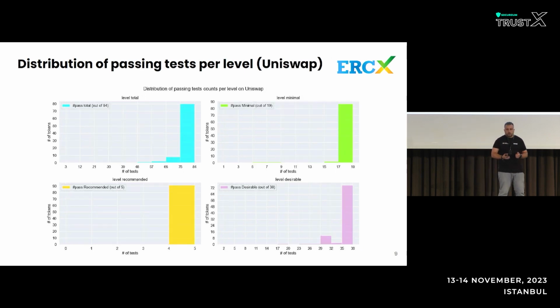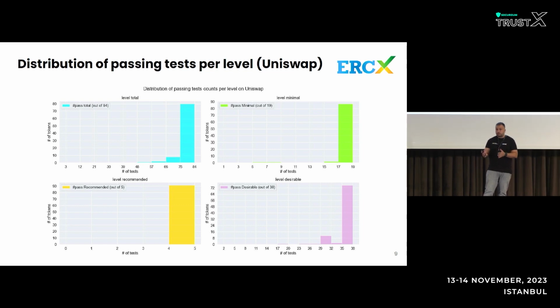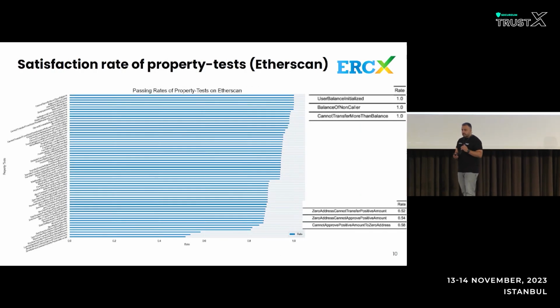Displaying the same distribution on Uniswap, we can actually confirm the previous observations, seeing, however, that it is less pronounced because of the higher satisfaction rate on Uniswap. Moving further and analyzing tests individually, we can see that they do not contribute to these results equally.